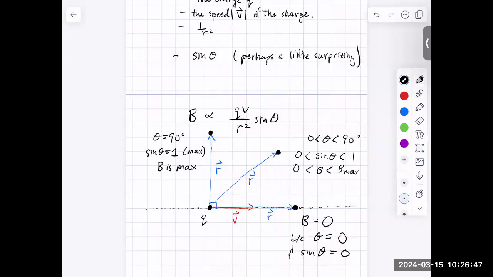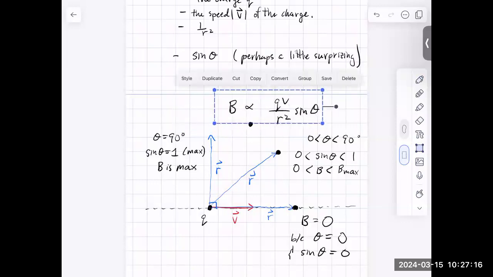I won't draw it, but theta doesn't have to be just between 0 and 90. We could have theta at 200 degrees, or 150 degrees or something like that. Well, okay, maybe we will draw one. Let's see if I can move things around a bit.